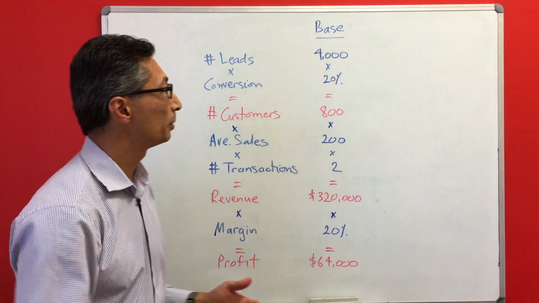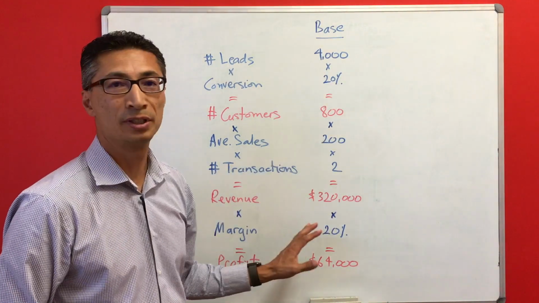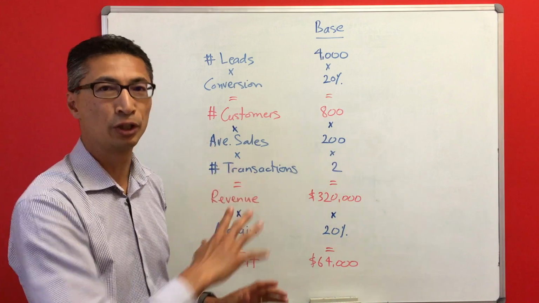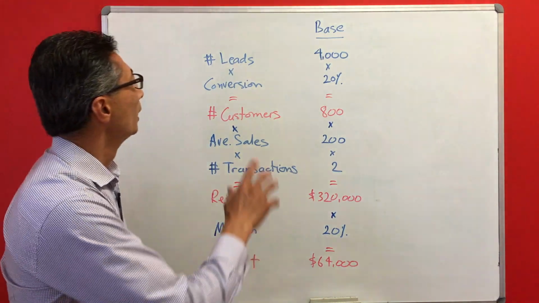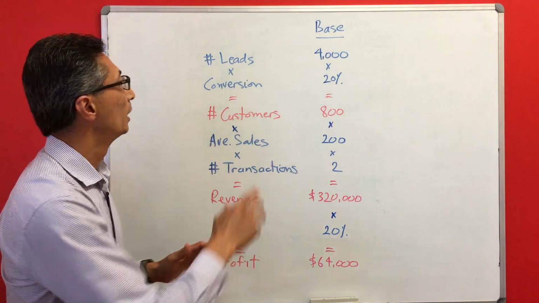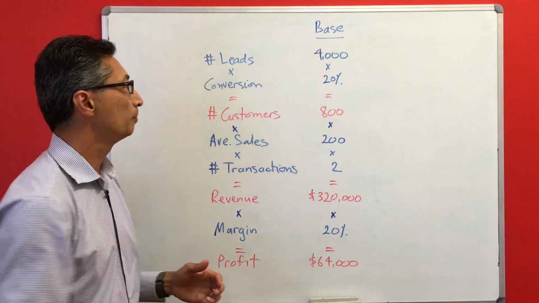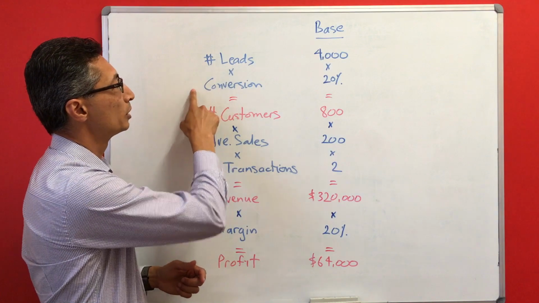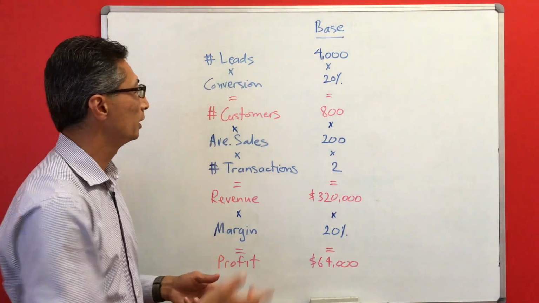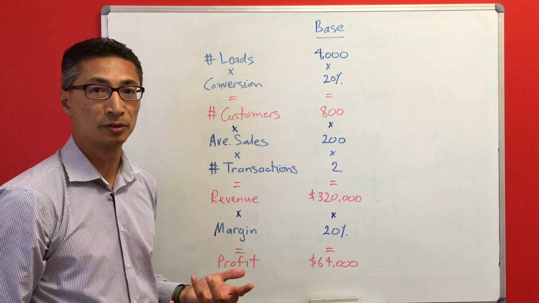All right, to help explain the formula, I've put some numbers in here and I'll take you through those numbers as I take you through the formula. The formula is pretty simple. A business generates a certain number of leads every year. Those leads times a sales conversion rate gives you the total number of customers for the year.